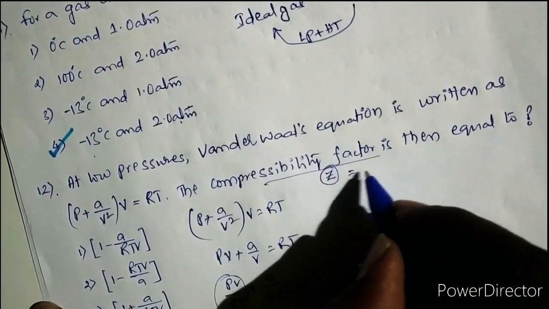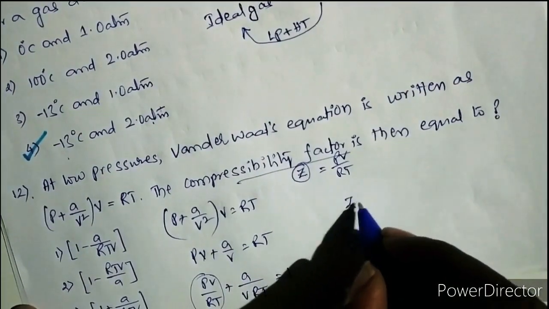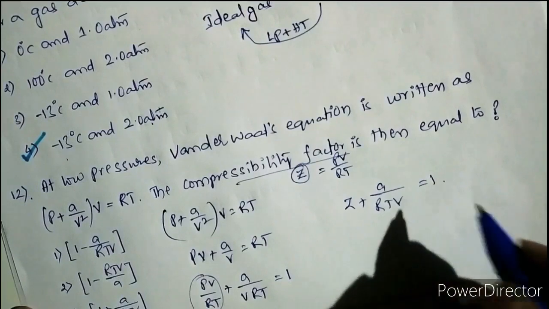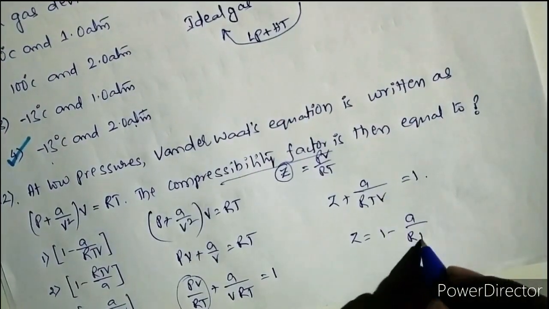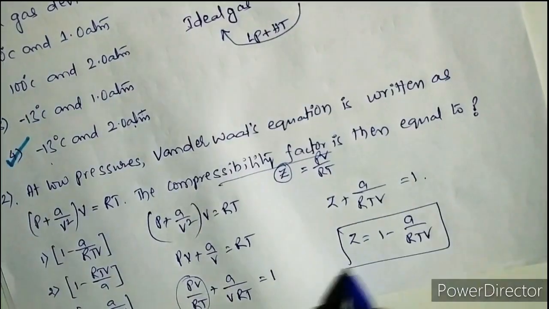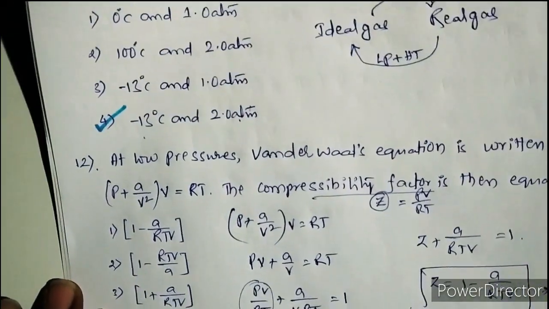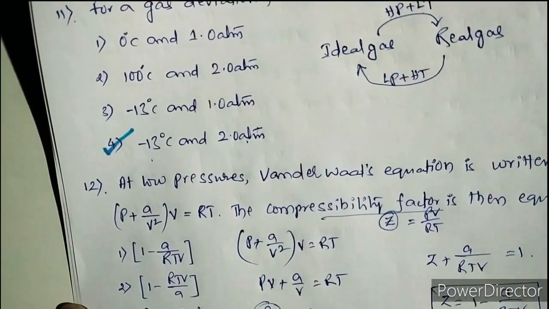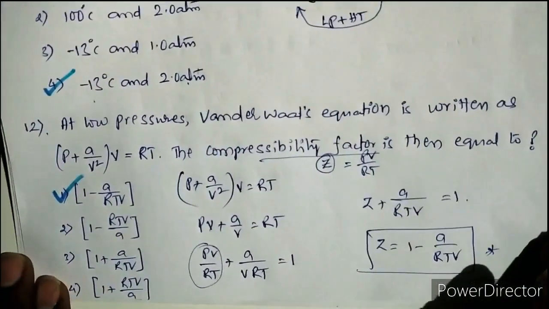Z, what is compressibility factor? Z is equal to PV by RT. Now Z plus A by RTV is equal to 1. Now Z is equal to what? 1 minus A by RTV. This question is based on compressibility factor. So what is your answer? 1 minus A by RTV is your answer. That is option 1. Is it clear?